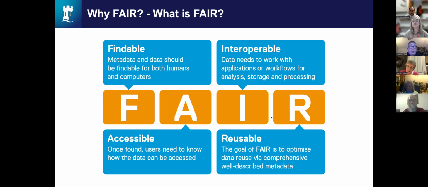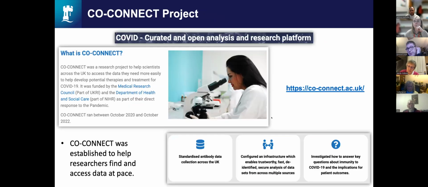When you find out where it is, can you access it? Is it reusable? And is it interoperable? Is it in a very one-off, concise computer system, or is it something that can be used between multiple computer systems? And this is what a lot of my work focuses on. Which leads me to the Coconut project. There are some really good videos on this website.